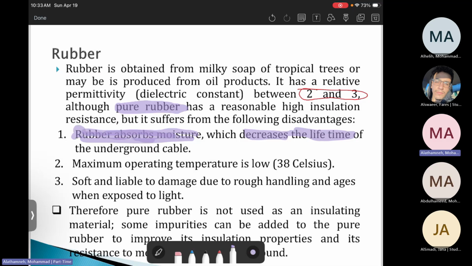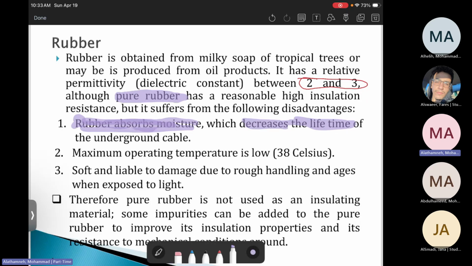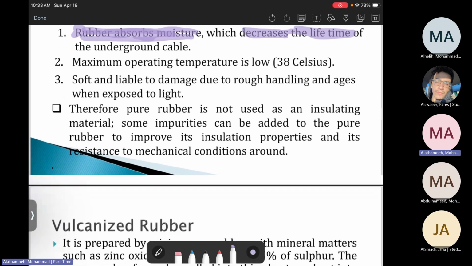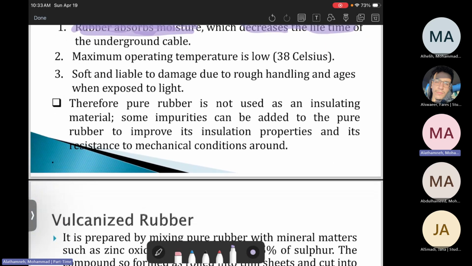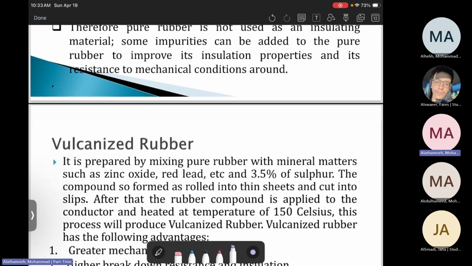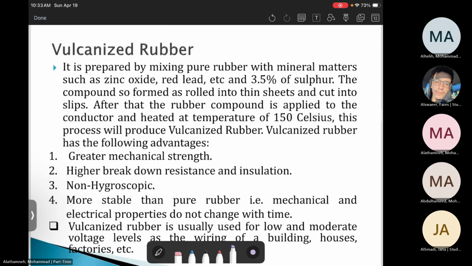Then the maximum operating temperature is low. This is a disadvantage for it. It is also soft and liable to damage due to rough handling and edges, and when exposed to light. Therefore, pure rubber is not used as an insulation material, but some impurities can be added to the rubber or polymer to improve the insulation properties and its resistance to mechanical conditions.